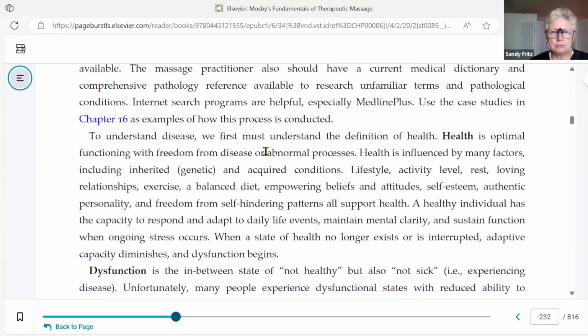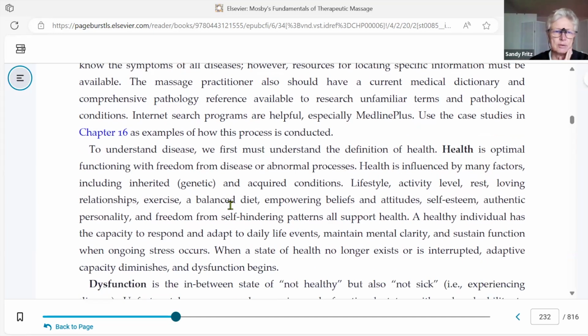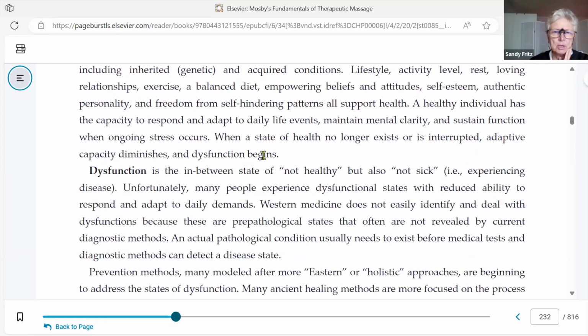And then it says to understand disease, we have to understand health. In chapter 2 in the Essential Science book, we had a whole chapter looking at mechanisms of health and disease. So you might want to go look at that and compare and contrast the information. There is a state where our body is not functioning in what we consider healthy, but it's not significant enough that it can be diagnosed. And so this is this dysfunctional area.